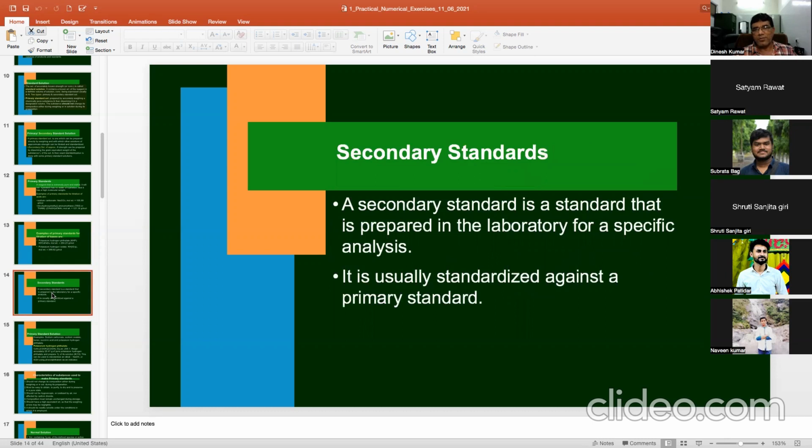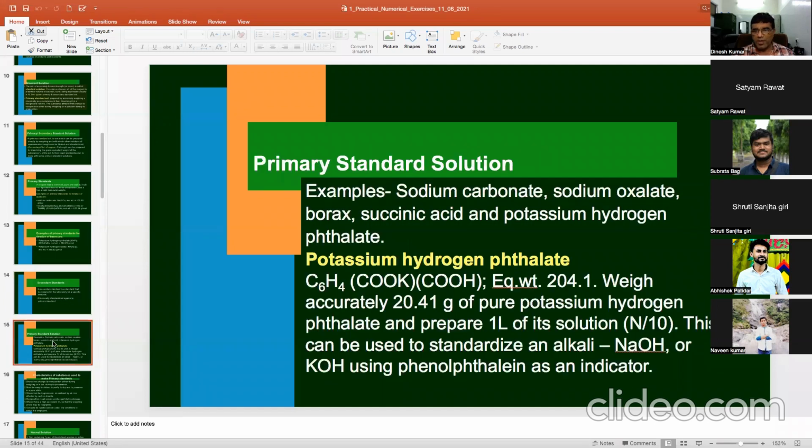Now, secondary standard solution. A secondary standard is a standard that is prepared in the laboratory for a specific analysis. It is usually standardized against a primary standard, for knowing the exact concentration of the secondary standard solution. Examples of primary standards are sodium carbonate, sodium oxalate, borax, succinic acid, and potassium hydrogen phthalate. These can be used to prepare primary standard solution.